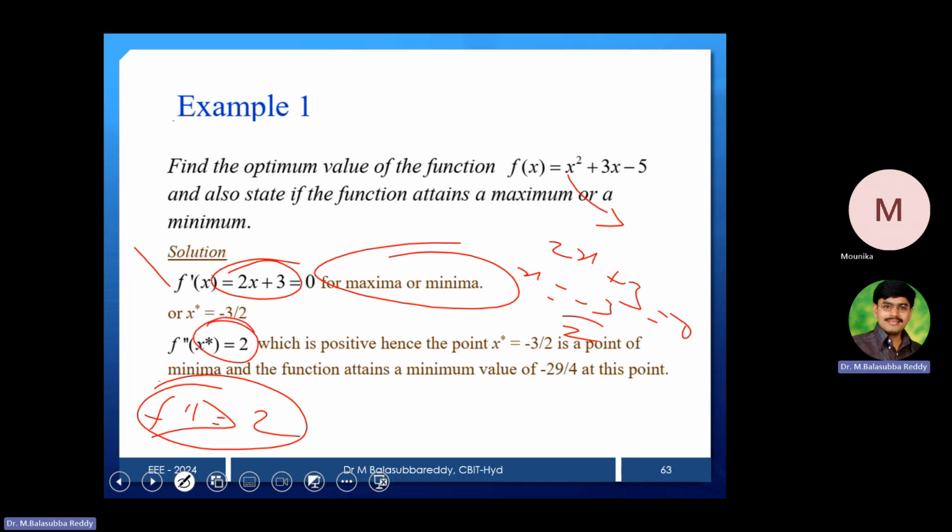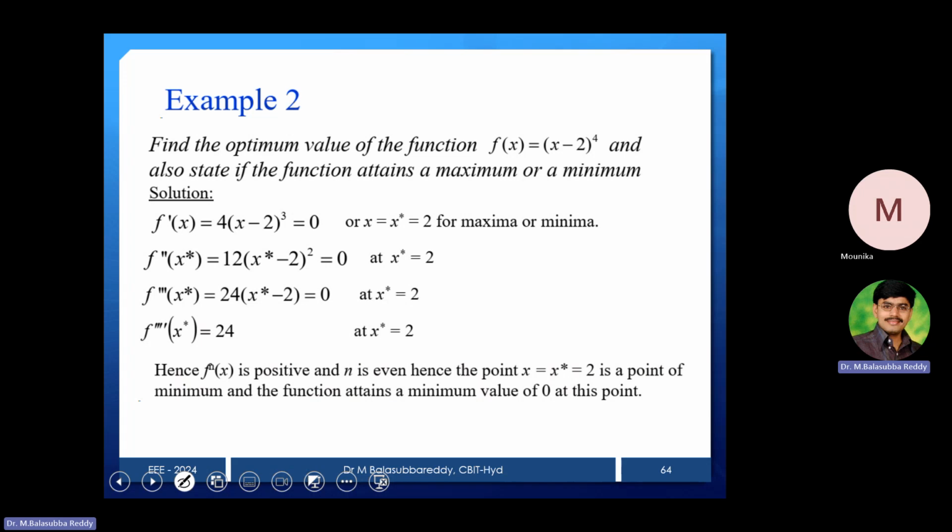Now this x star value, minus 3 by 2, substituted into f of x star, gives a value, that is your minimization value, or minimum value, minus 29 by 4. That we call the minimum function value. It is easy to find the first differential equation and equate it to 0 to get the optimal point. With the second differential equation, you can identify whether it is a maximum value or a minimum value, and the x star point substituted into the function gives the minimum or maximum.